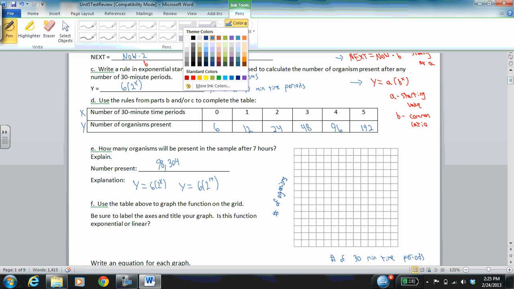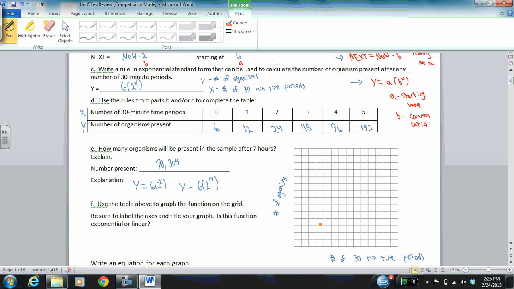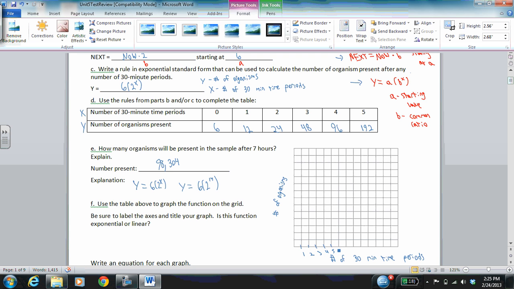So I'm going to change colors to orange because orange and blue are complementary colors, and that will make this graph pretty. Actually, let me finish the scale in blue, and then I'll use orange to plot the points. So what's a good scale for my x-axis? The number of 30-minute time periods. It probably makes sense to go by 1. So 1, 2, 3, 4, 5, 6, 7, 8, 9, 10, and I'll stop there.